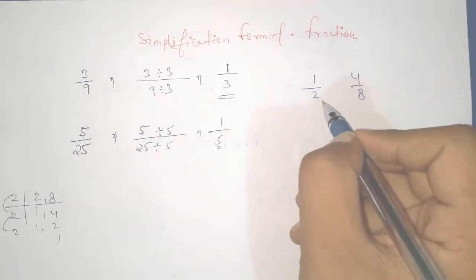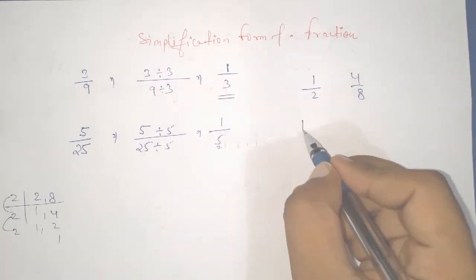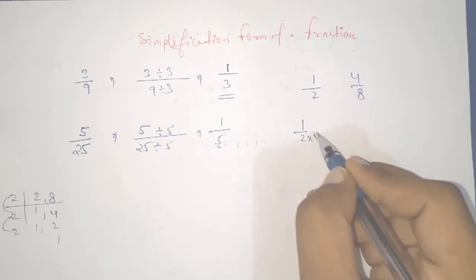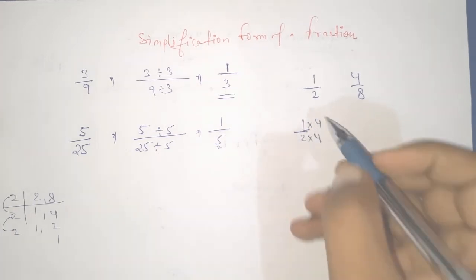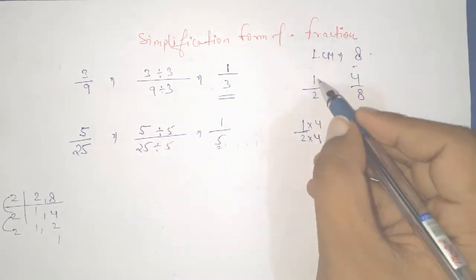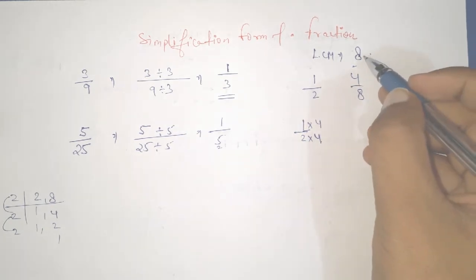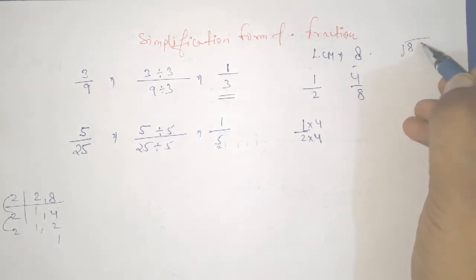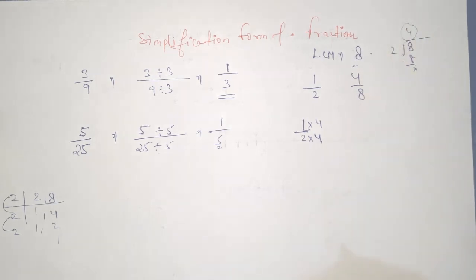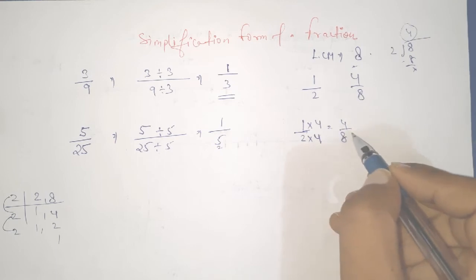So you have to convert the fractions into denominator 8. For 1 by 2, if you want to convert the denominator to 8, you have to multiply it by 4. How do we know? The LCM is 8, so divide 8 by 2, which is 4, since 2 fours are 8. That means you need to multiply by 4. So 1 into 4 is 4, and 2 into 4 is 8.